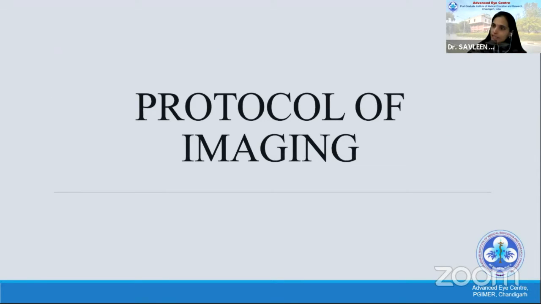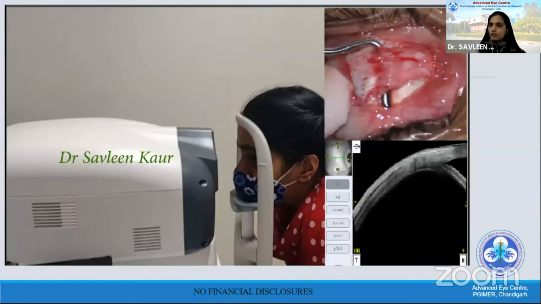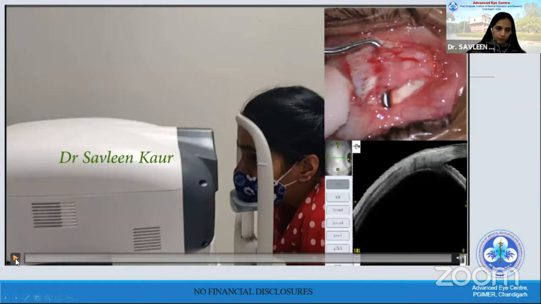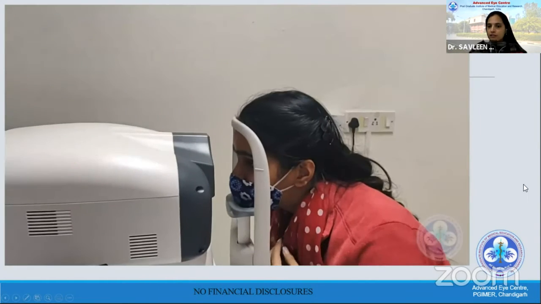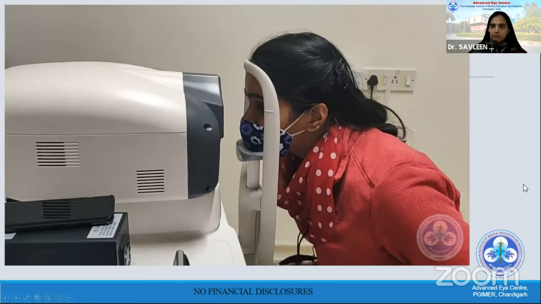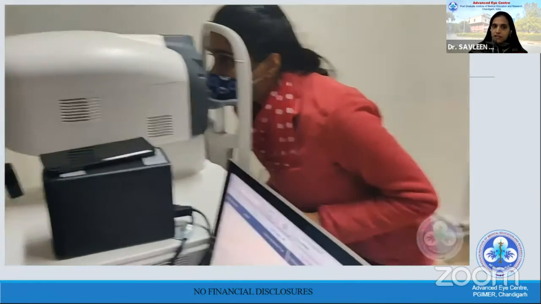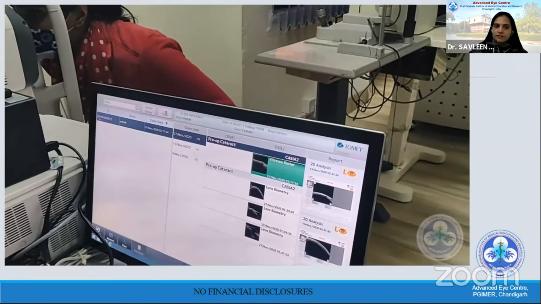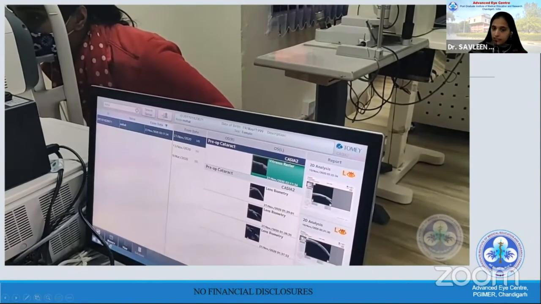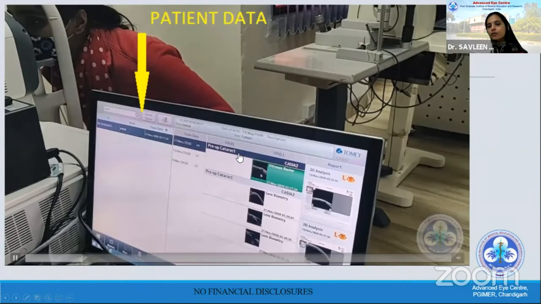Now, how do we do it in ASOCT? We have seen how UBM works. We can do it in the outpatient department. The ASOCT is actually a more convenient method than the UBM. If you see, you make the patient sit just like at a slit lamp. It's a non-contact method. This patient has previously undergone a squint surgery. So on the left side of the screen, you can see the patient data, and the right side of the screen tells you what previous scans have been done.